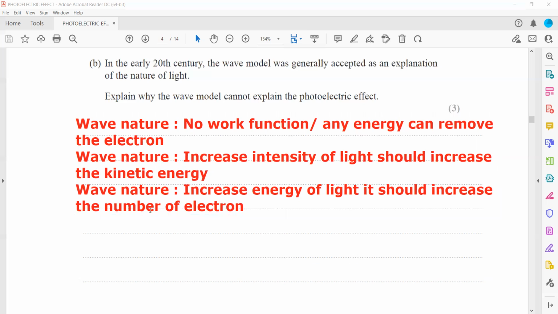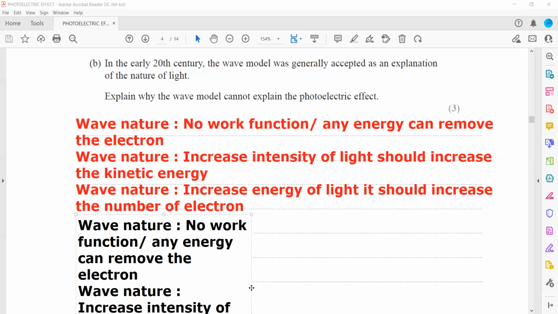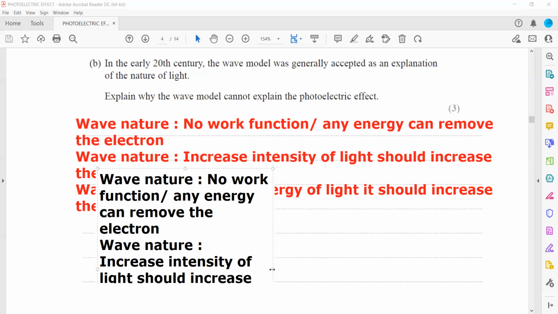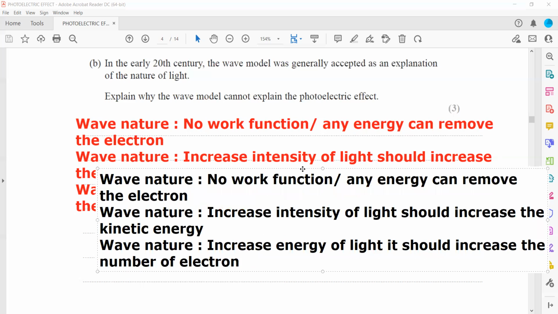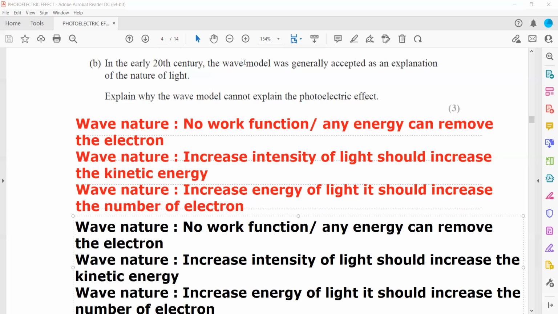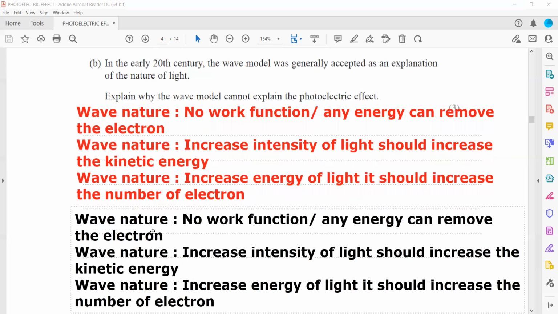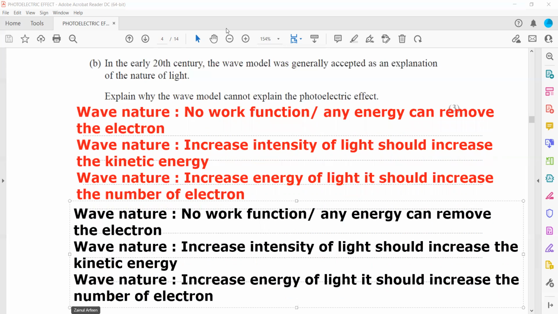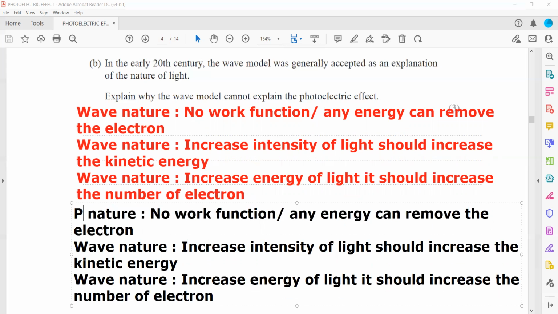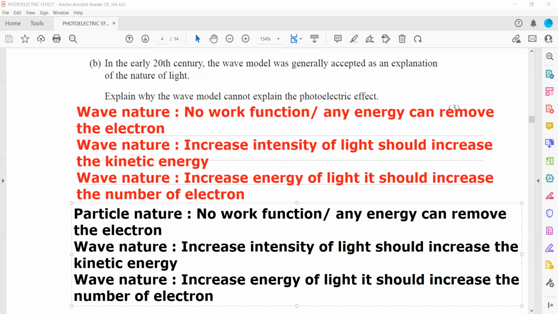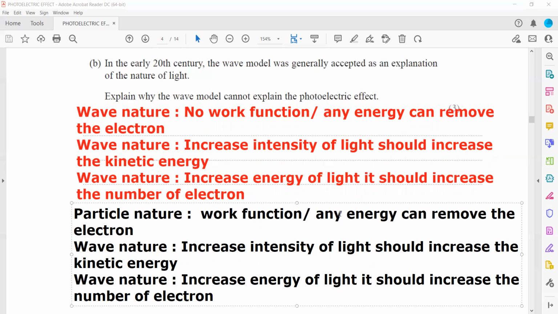What happens is totally opposite. According to particle nature, because we are comparing them, wave nature suggests there should be no work function, but according to particle nature there is a work function. And not any energy can remove the electron. There's a specific amount of energy needed to remove an electron.